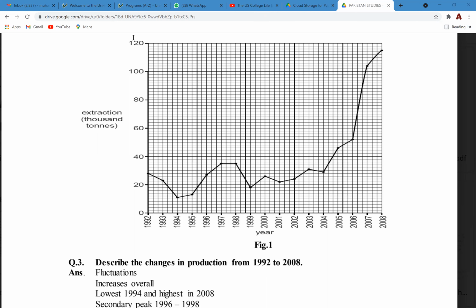All right, sorry for the interruption. Shafak, the question was, if you focus on this graph, just look at question number 3. Describe the changes in production from 1992 to 2008. How would you describe the general trend of the graph? Trend means how the changes are taking place. How do you see the changes taking place in this graph?